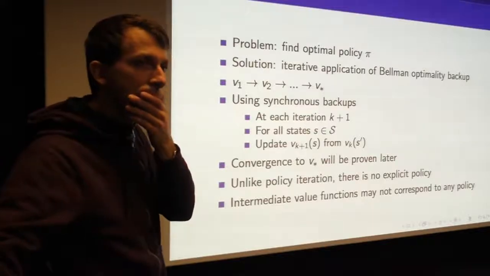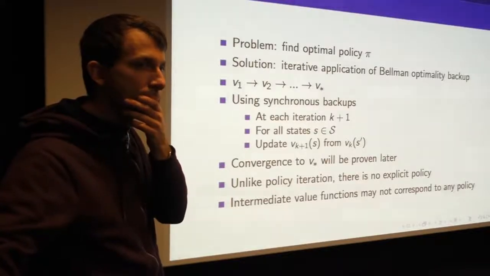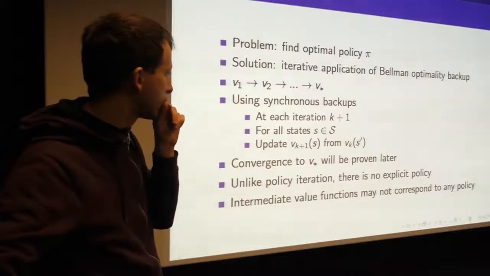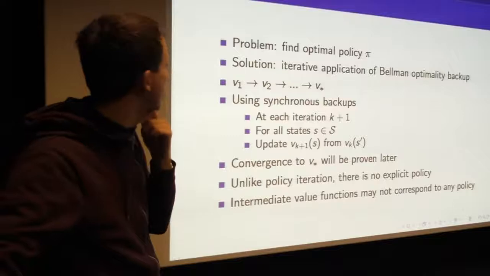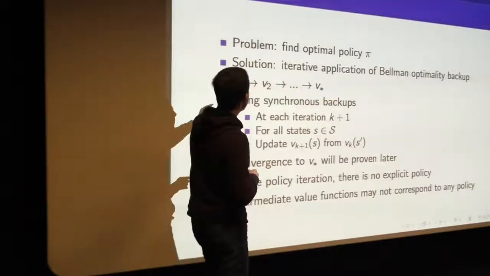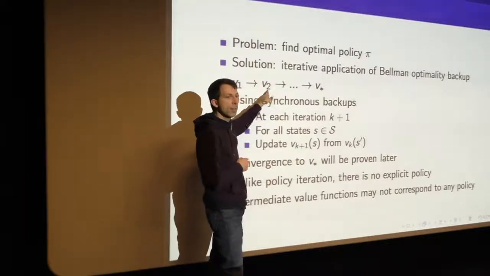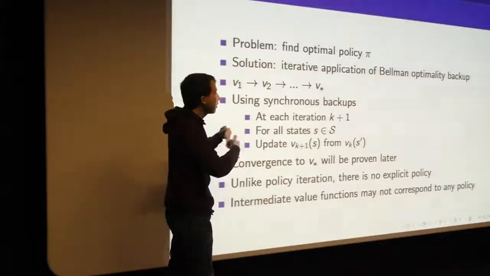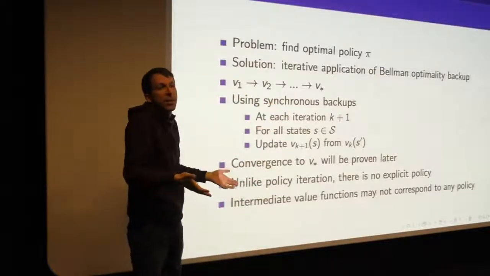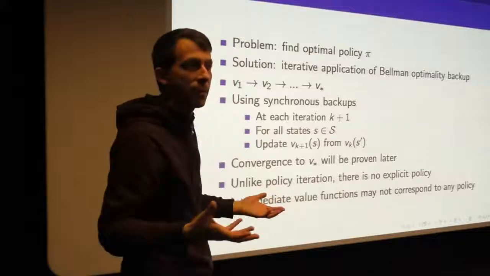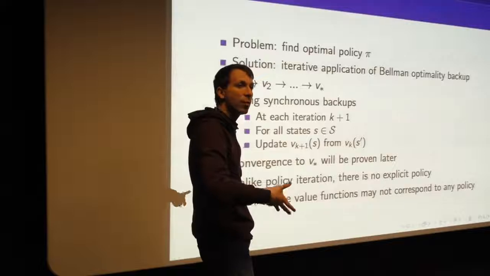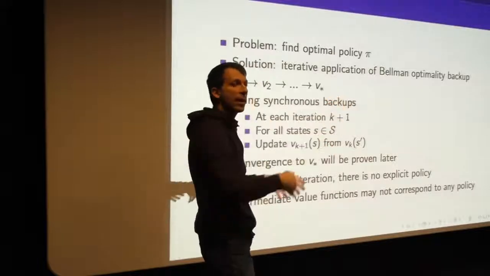What do you mean that this value iteration could not correspond to any particular policy? I mean that the intermediate v's that you get may not equal v pi for any pi. They're just intermediate constructs that we've created by iterating some algorithm, and at any given moment they might not be the value function of any real policy. It's not like policy iteration. In policy iteration, every step we constructed a value function that was the value function for a particular policy. Value iteration doesn't do that.